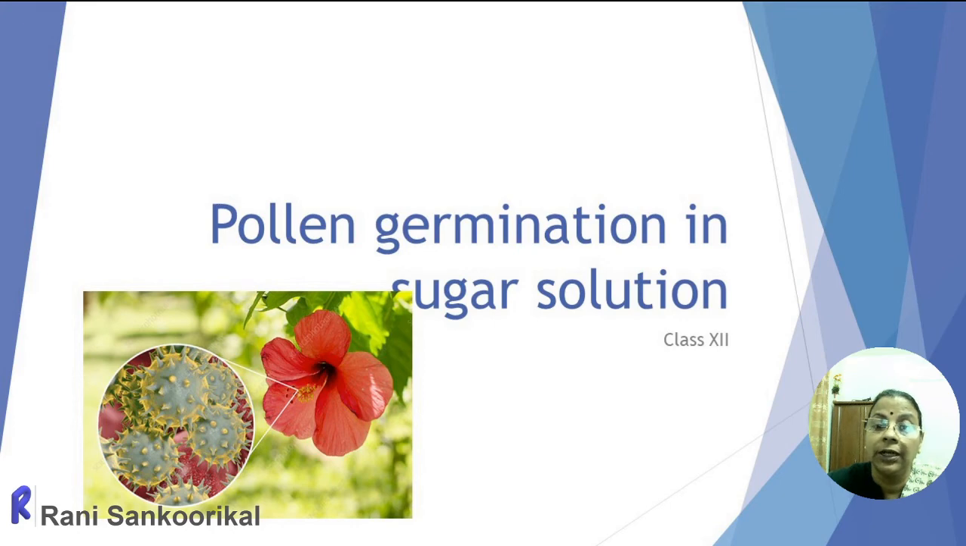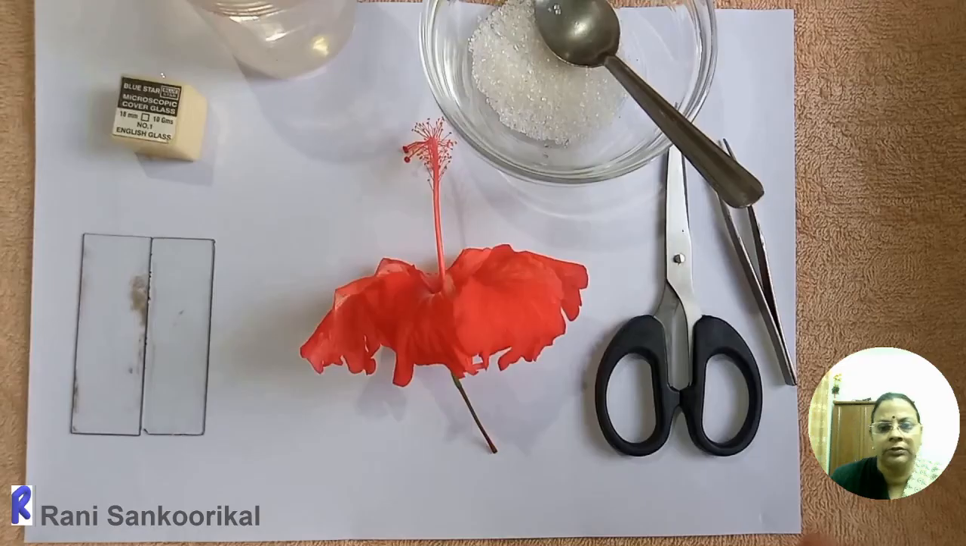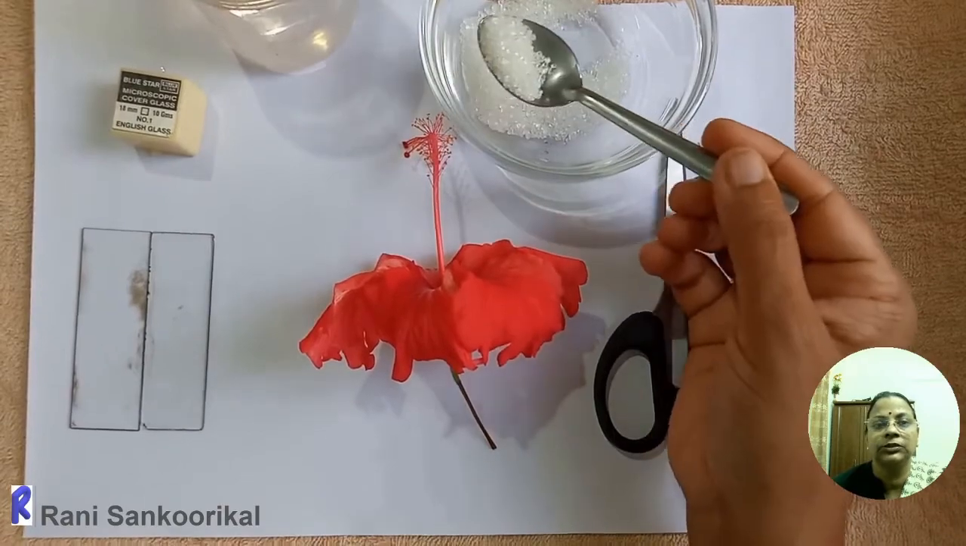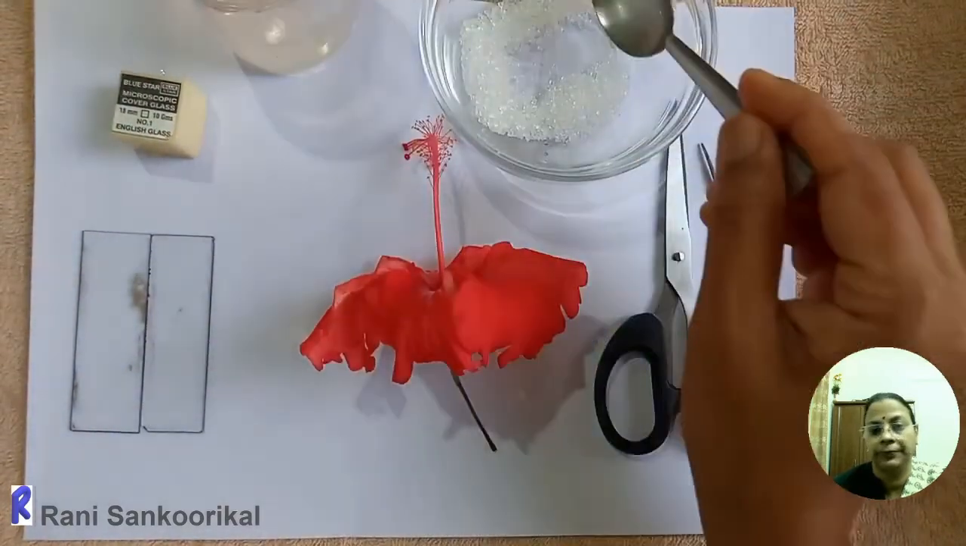With this, I conclude the demonstration part. Now I will show you the doing part: how we can separate the pollen grain, how we can keep it in sugar solution, and how we can observe it under the microscope. Now we will move on to the doing part. So first, the main materials which are required: cover slip, slide, flower, scissors, forceps, sugar, sucrose, and water.